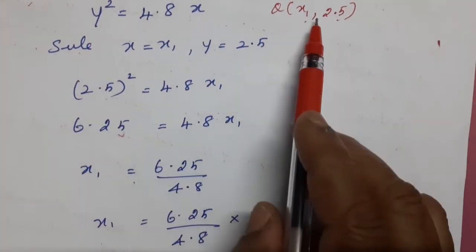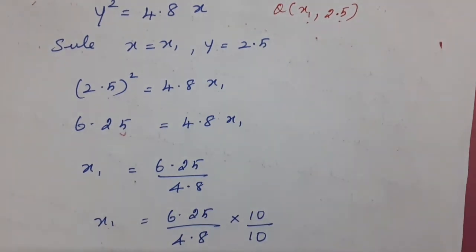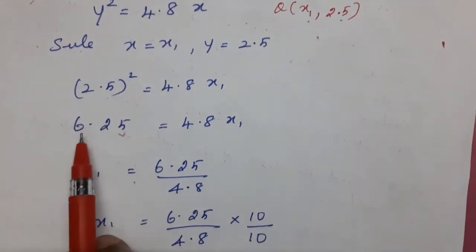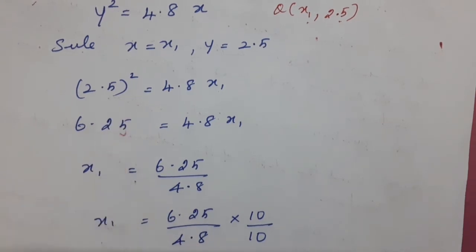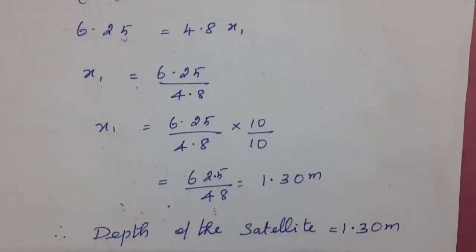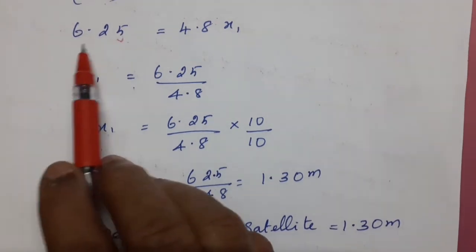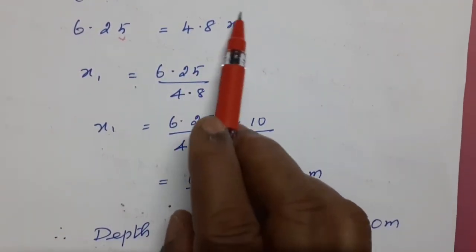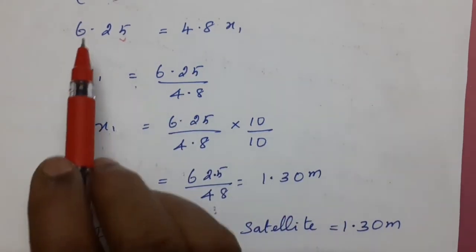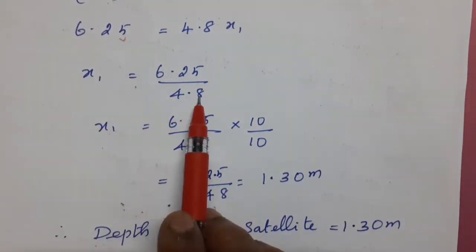Instead of y you substitute 2.5. So 2.5 whole square is nothing but what? 2.5 into 2.5 is 6.25. Calculation is very easy for you if you are understanding. So 6.25 equal to 4.8 into x1. We need the x1 value. Now x1 equal to 6.25 divided by 4.8.